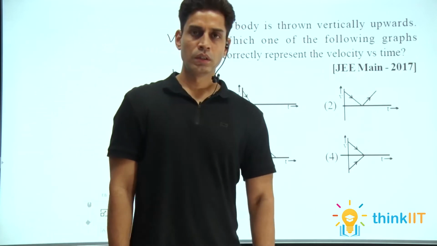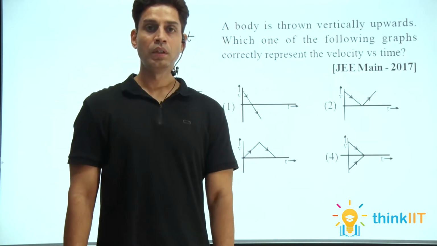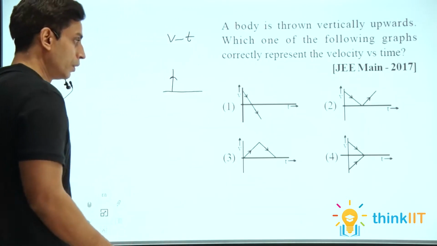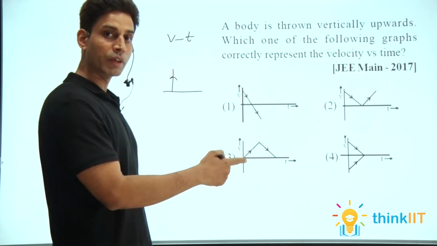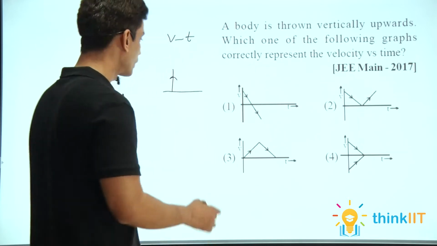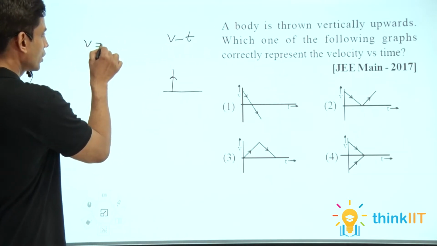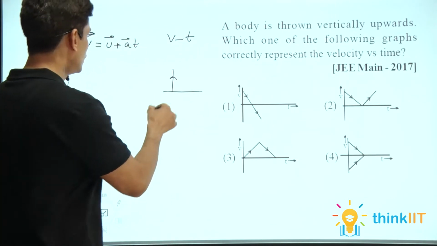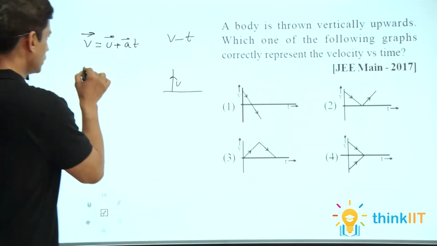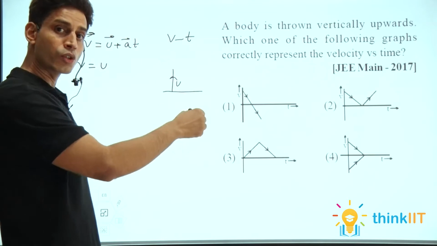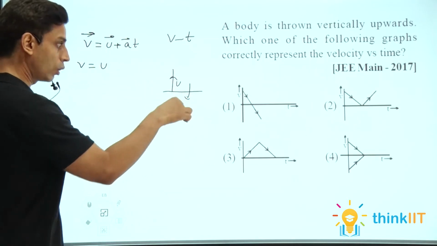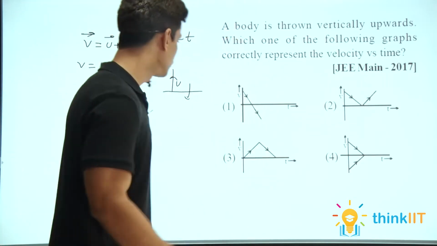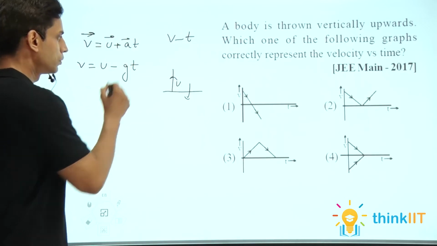The questions which are based on graphs, it is advisable to always keep an eye on the options. First of all, we have to find the relation between velocity and time. Now from the first equation, v = u + at. This is the vector equation. So you have thrown the body in the upward direction, so the initial velocity is u and acceleration due to gravity is in the downward direction. If you have taken the upward direction as positive, then the downward direction should be negative. So obviously, it should be minus gt.